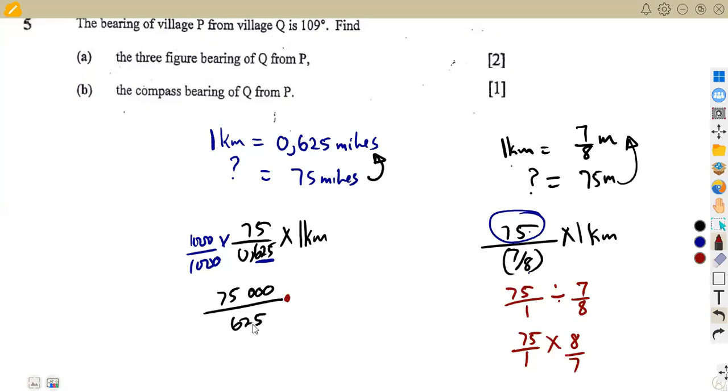If we are to reduce, I get 120 kilometers. 120 kilometers. Yes, 120. All right, then on this part here, 75 divided by this, is it going to be the same? No.